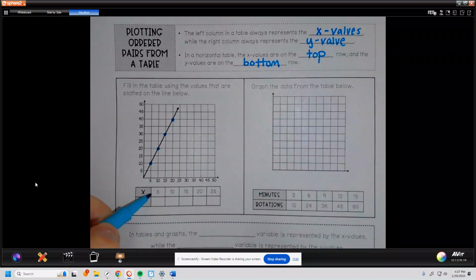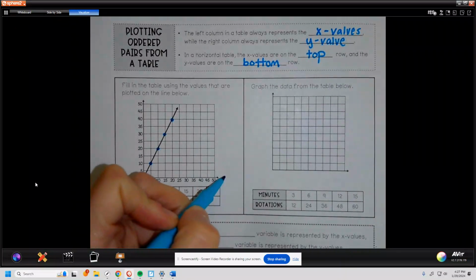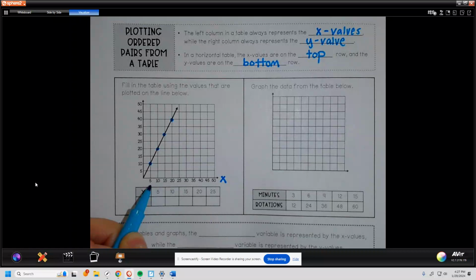So first it says x is 5. Remember, this is the x-axis, so I'm going to go to 5. And where is it lined up with on the y-axis? Looks like it's lined up with 10. That point is 5, 10.